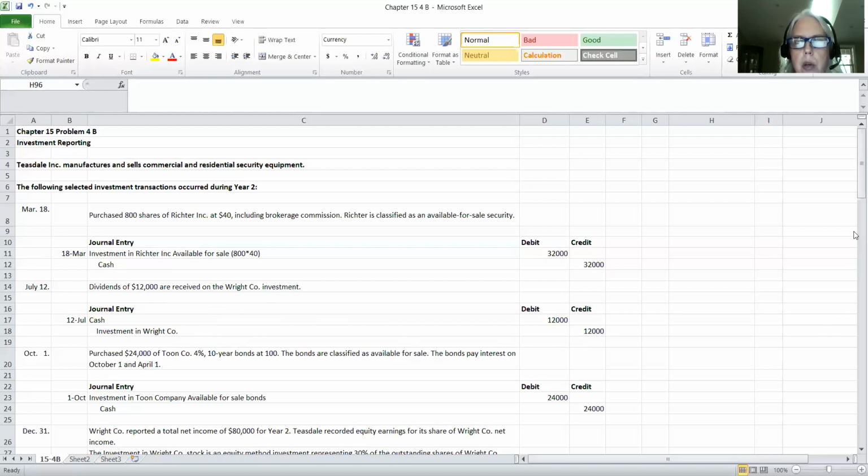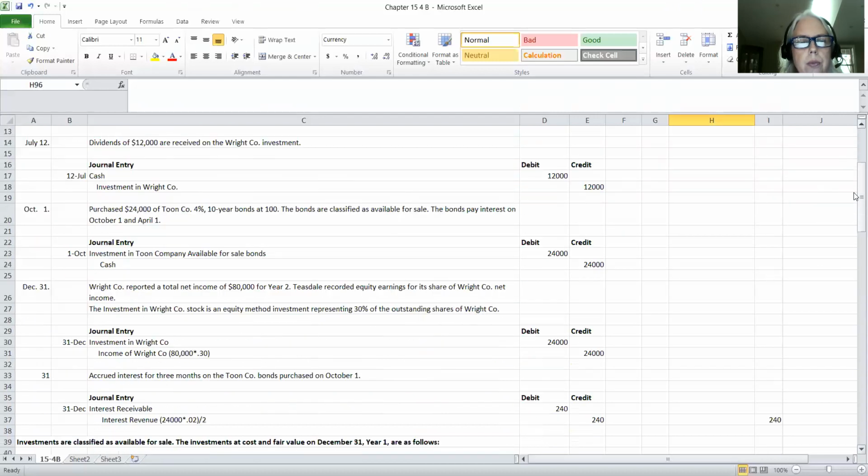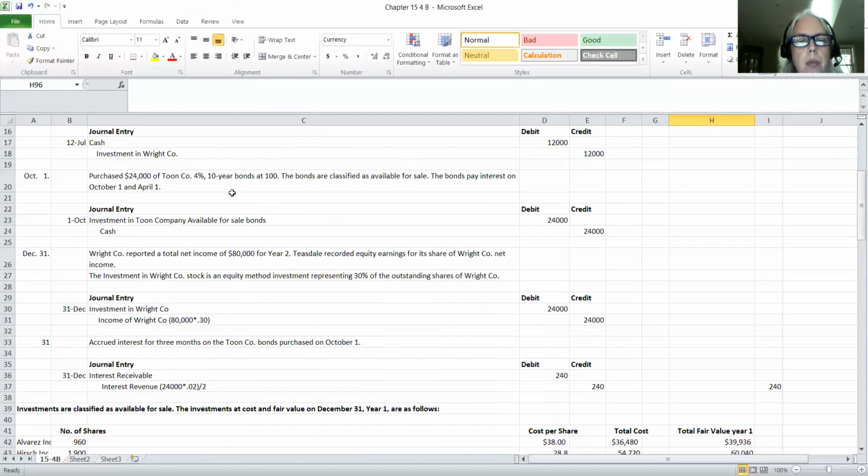On October the 1st, we also purchased $24,000 of Toon Company's 4% 10-year bonds. We bought those bonds at what we call 100%. This 100 here is actually a percentage, and what it means is we bought the bonds at face value. If we had bought the bonds above 100%, we would have had a premium that we would have had to record. If they were bought below 100%, we would have had to record a discount.